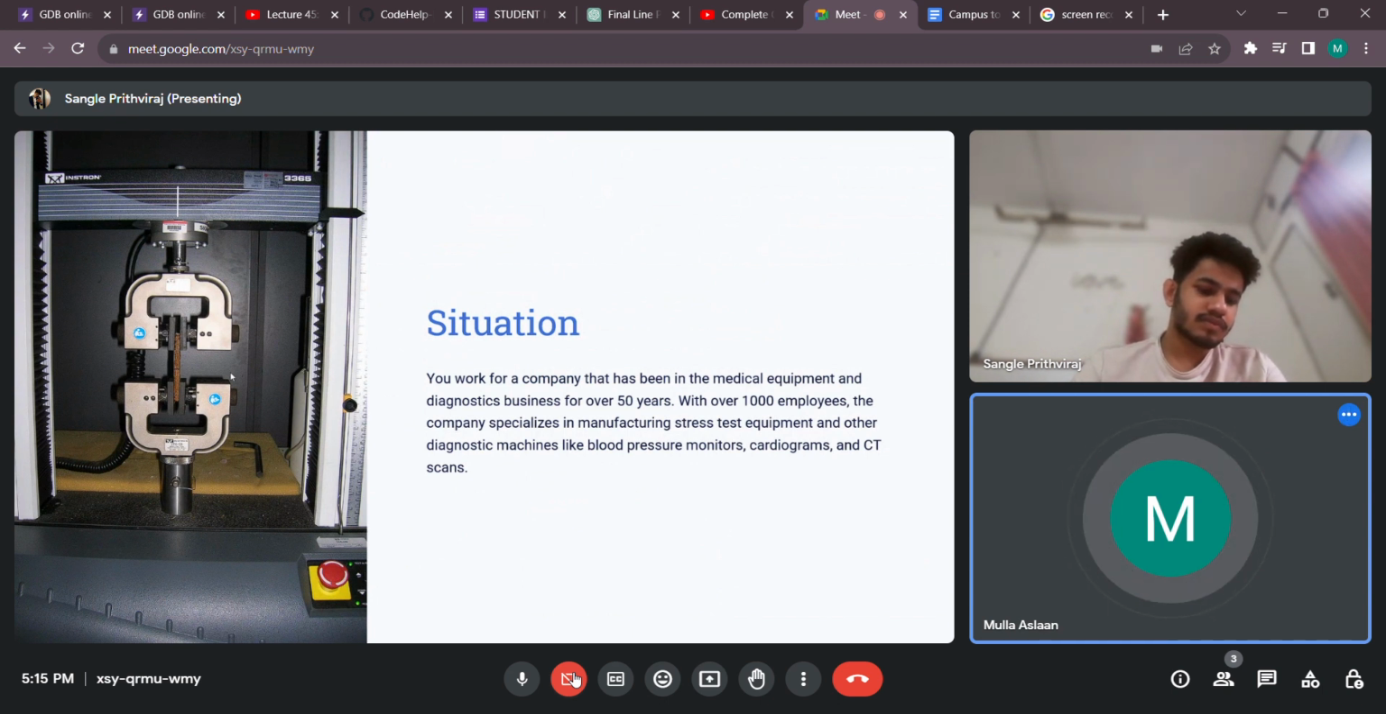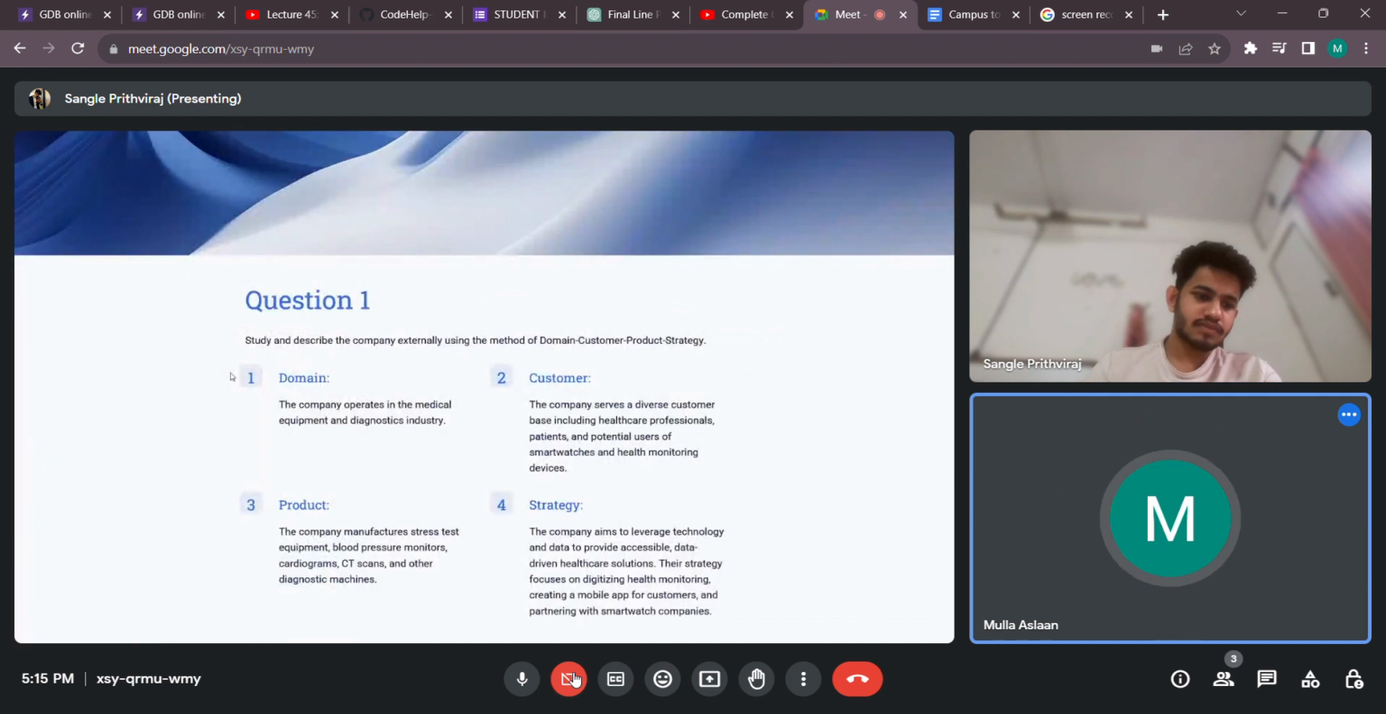Their product portfolio includes a range of diagnostic machines such as stress test equipment, blood pressure monitors, cardiograms, and CT scans. While the company may be entirely fictional, the challenges and opportunities we explore are very much grounded in real world principles. Next slide.